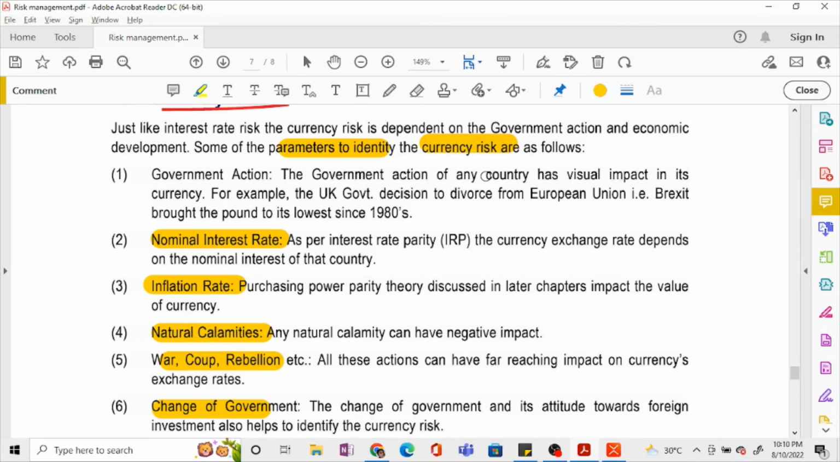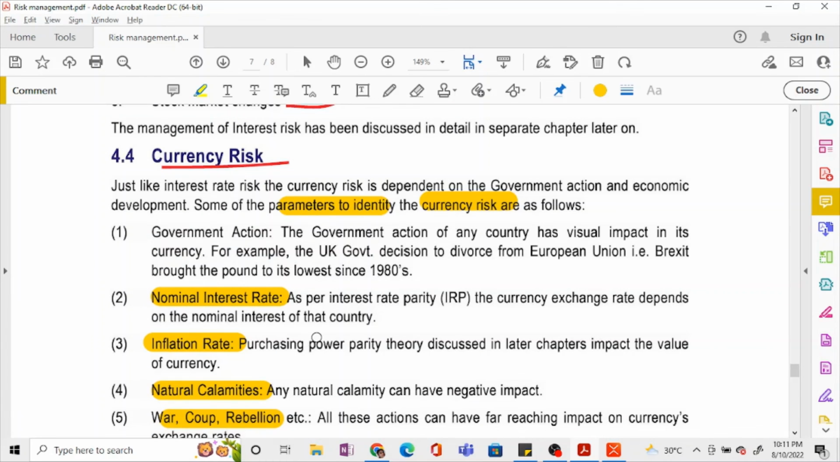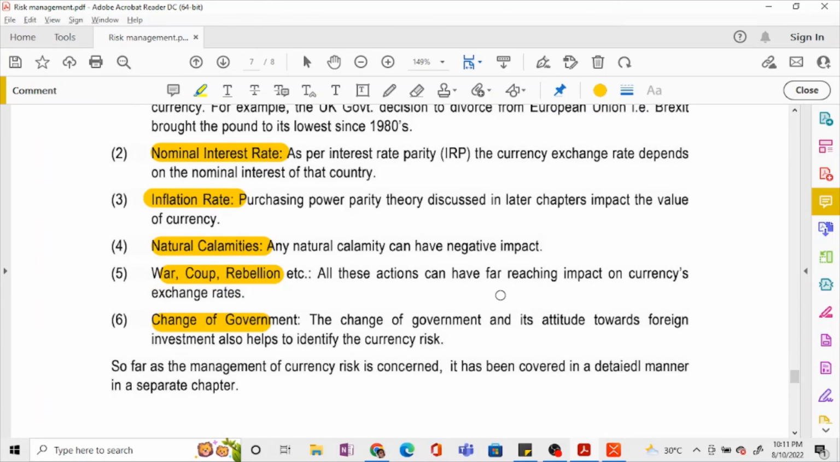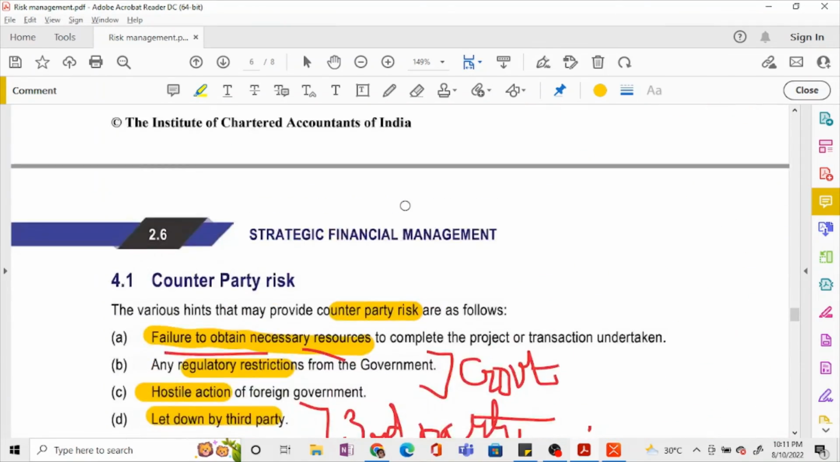Okay, government action, nominal interest rate, what is the inflation rate, any natural calamities happening in the country, war calamities, and also changes in the government. These are the areas we have to concentrate on to identify the currency risk. The management of currency risk is also discussed in a separate chapter. So this is about the risk management chapter theory.